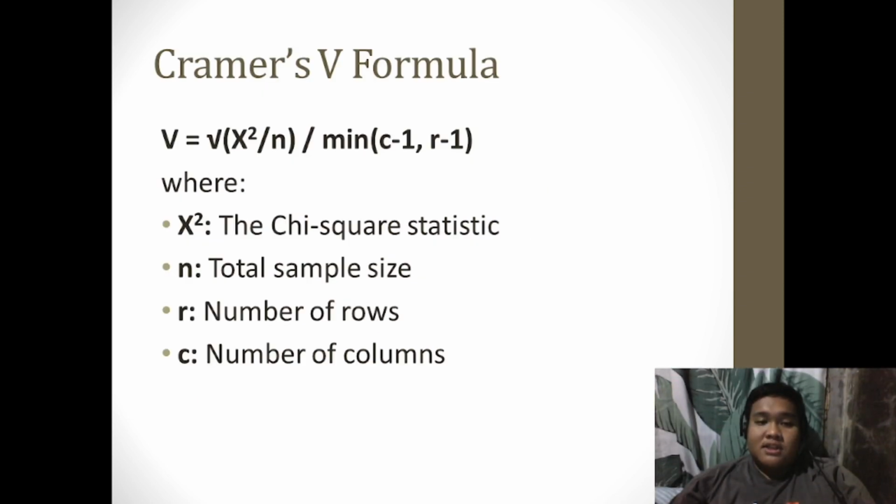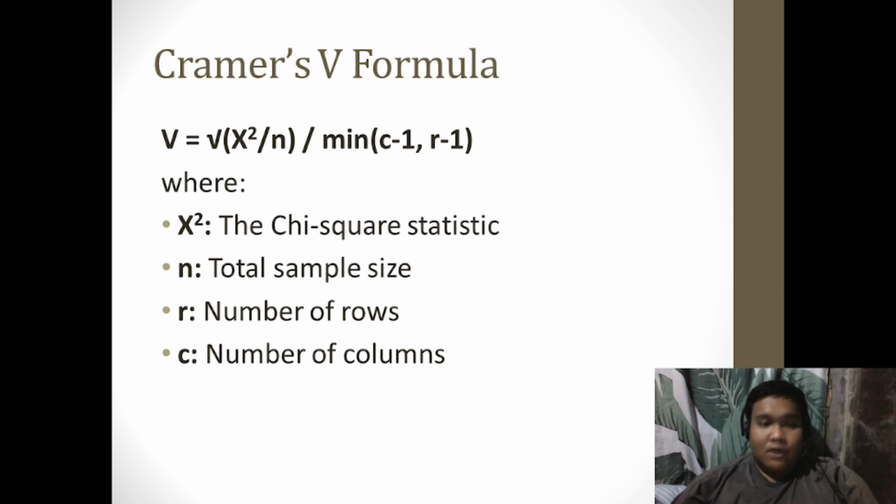This is the formula of Cramer's V. V equals the square root of chi-squared divided by n times the minimum of c minus 1 and r minus 1, where chi-squared is the chi-squared statistic, n is the total sample size, r is the number of rows, and c is the number of columns. In the next slide I can show you some example scenarios of Cramer's V correlation.